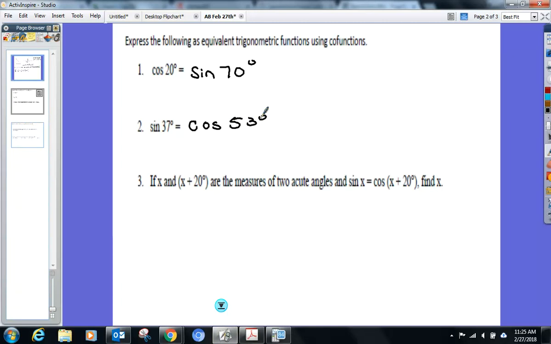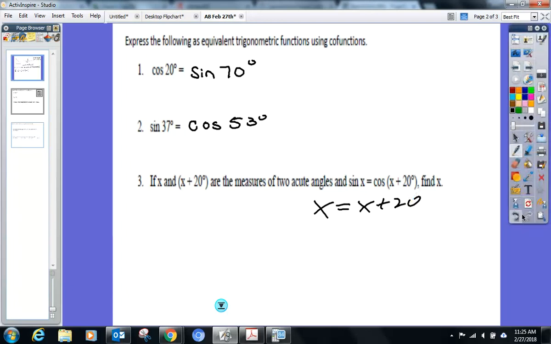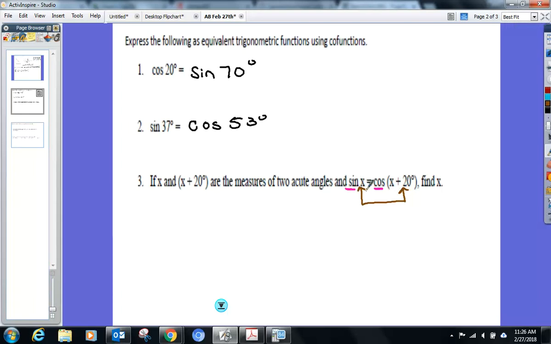All right, 3. X is an acute angle. X plus 20 is an acute angle. Find the value of x if sine of x equals cosine of x plus 20. I know right away, here's what I see. Let's solve it. You see it equal, so I'll set everything equal. No. We just talked. Sine and cosine are equal if what about their angles? They're complementary. So what equation can I set up now to solve for x if I know these two angles are complementary?